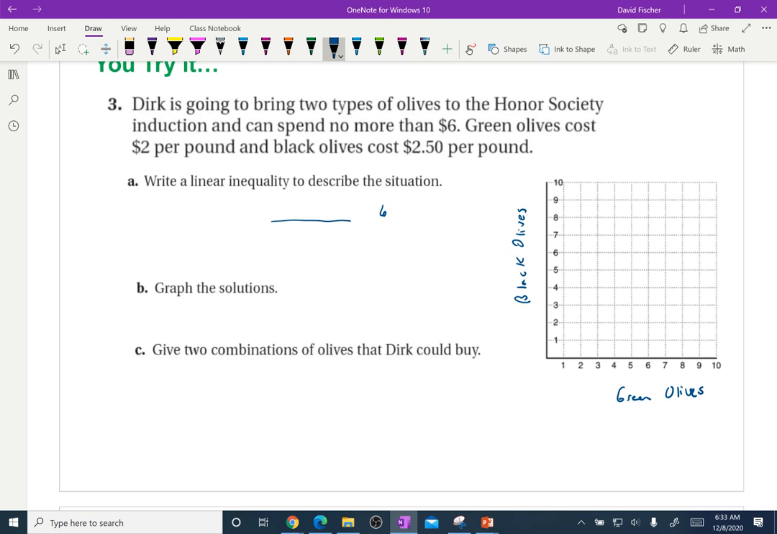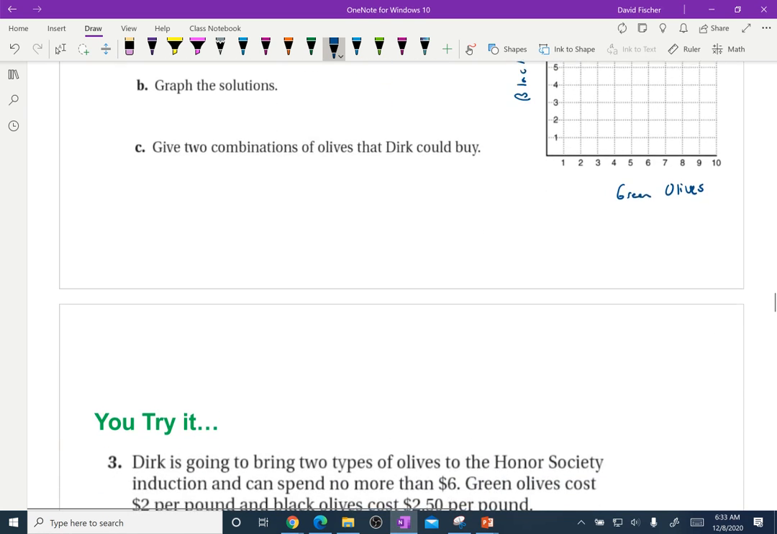Okay, so go ahead and write your inequality. Pretty sure we want that amount that we're spending to be less than or equal to $6. Then use the x and y intercepts. I'm going to tell you, your graph is going to be kind of tiny down here because 2 goes into 6 three times and 2.5 goes into 6 not very much.